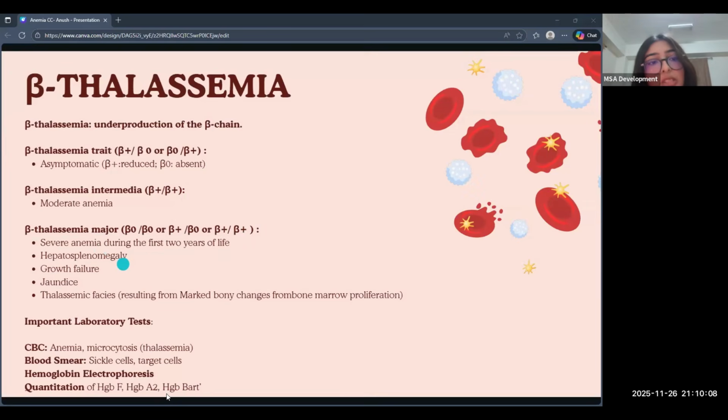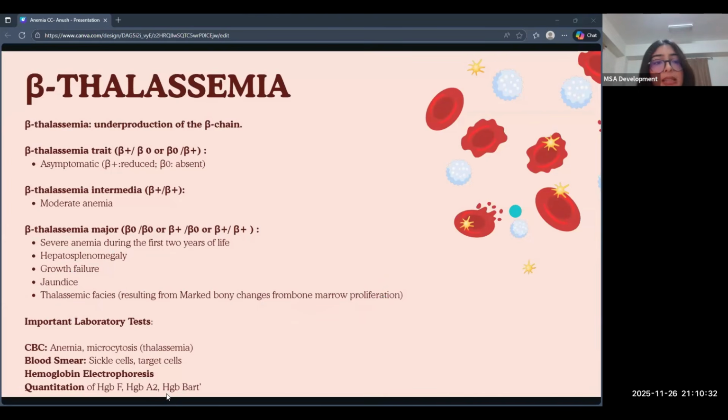So the clinical features, we have severe anemia during the first 2 years of life, hepatosplenomegaly, growth failure, jaundice, and thalassemic facies, which is very important to remember because some of the clinical vignettes on the questions can tell you about extramedullary hematopoiesis, which causes thalassemic facies. This results from marked bony changes from bone marrow proliferation.